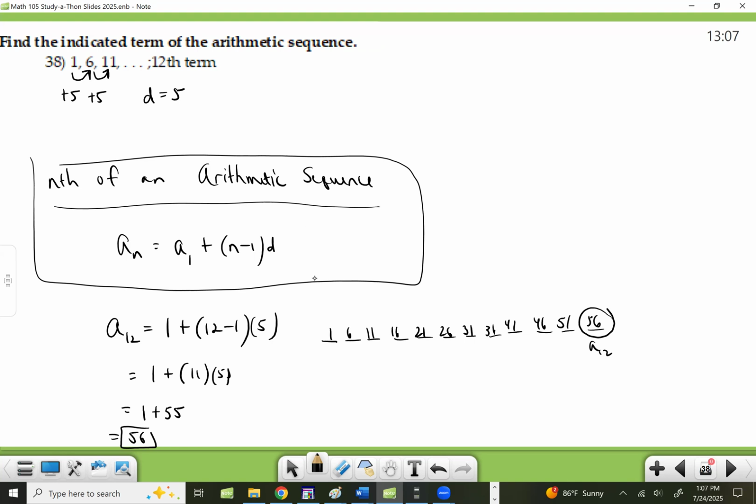It's a little slicker, and heaven forbid they give you a bigger number than 12, then you'll really want this formula so you're not continually adding the common difference every time. All right, so that's number 38, 39.